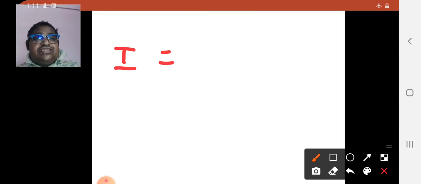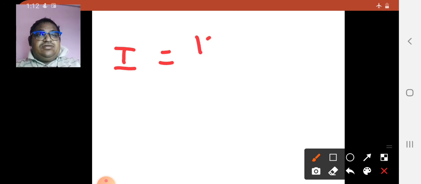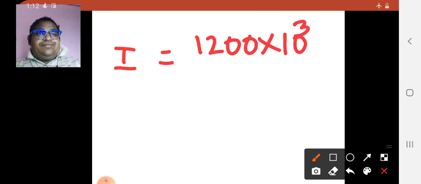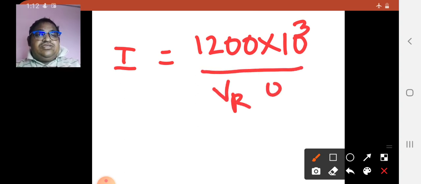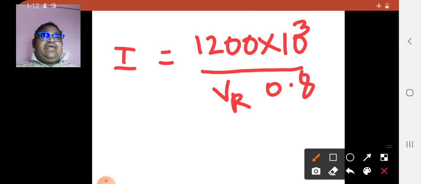Therefore I is equal to 3600 divided by root 3, per phase. That means 1200 into 10 cube divided by VR into 0.8. Let it be as it is.